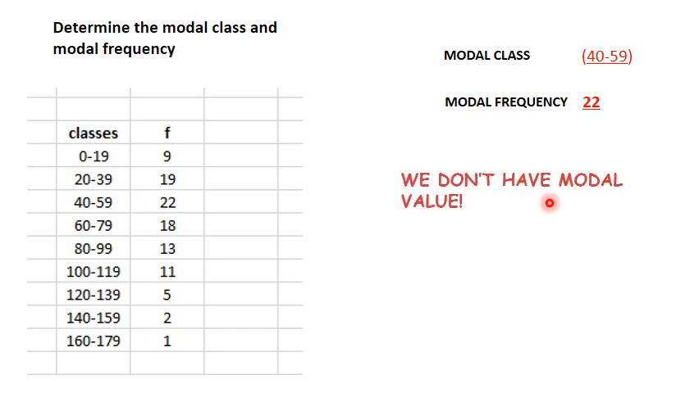Now, in other cases, we will be required to give the modal value. Yes, modal value. Please note that in this particular question, we don't have a modal value. We don't have a modal value because we have classes, which are a range of values. But if it was data which doesn't have classes, like when you have 19, 9 values, 39, 19 values, 59, 22 values, and on, that way we would have the modal value. In our case, we don't have a modal value because the classes represent a range of values.